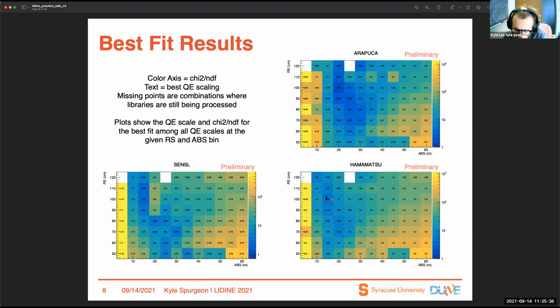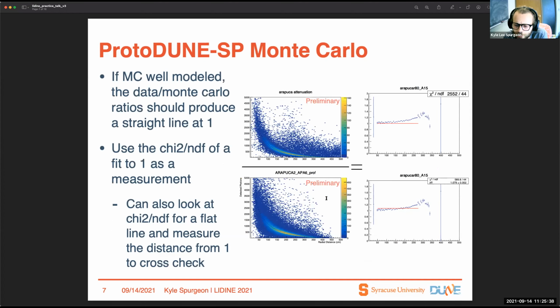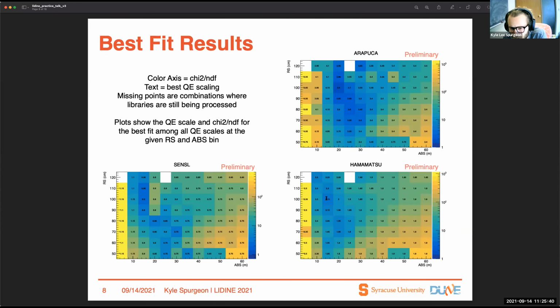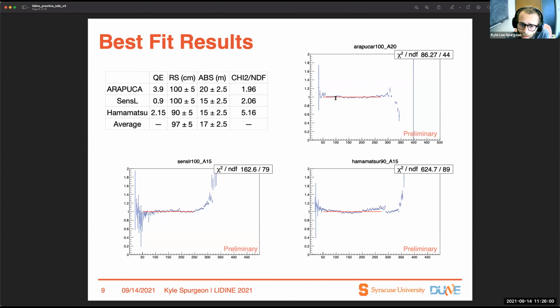There is a mismodeling of this Hamamatsu response in the Monte Carlo that we've not been able to track down. It does not seem to affect the results in that we still get a minimum where we expect to see a minimum based on the other two, but it is not a very good match. I'll show you the shape of this. But this is to say that we scan this large parameter space and we get pretty clear minimums, which is nice. Here are the resulting ratios for those best fit minimum points.